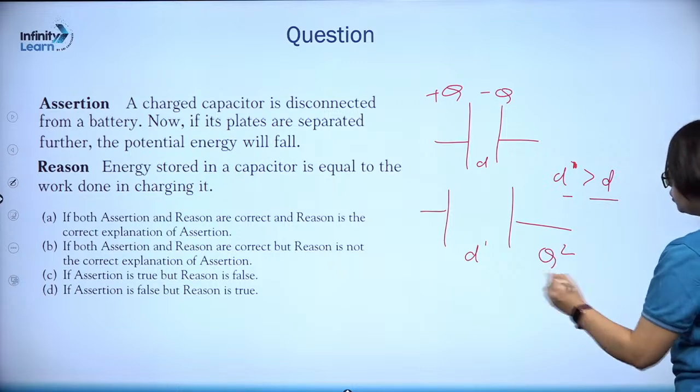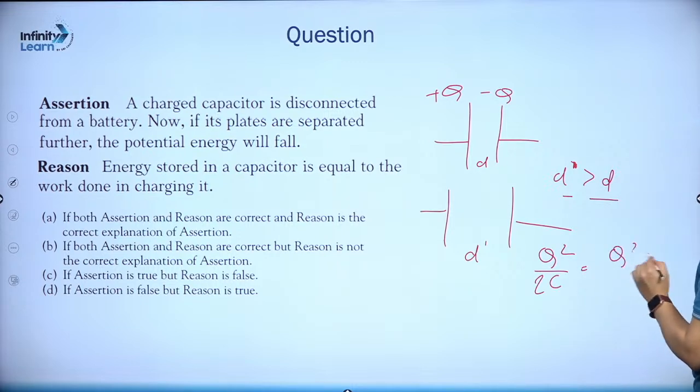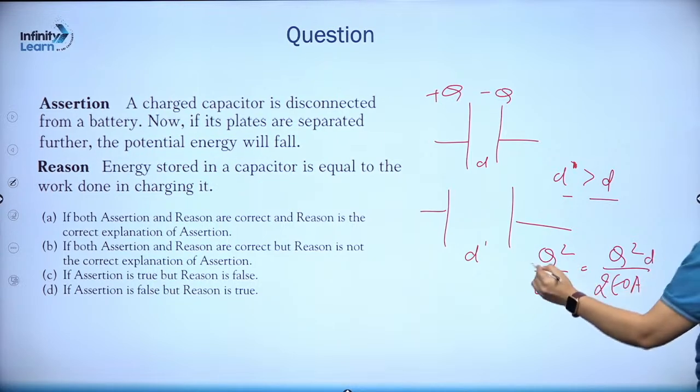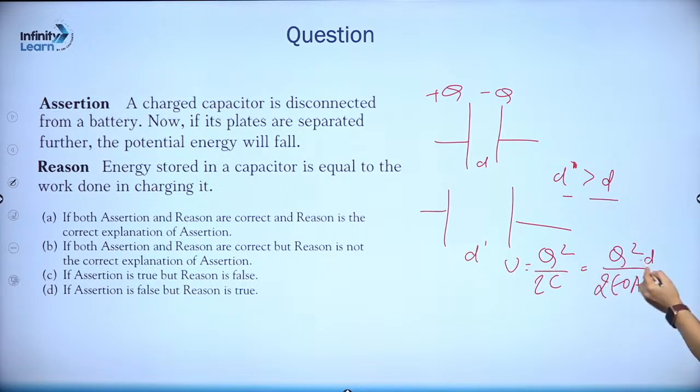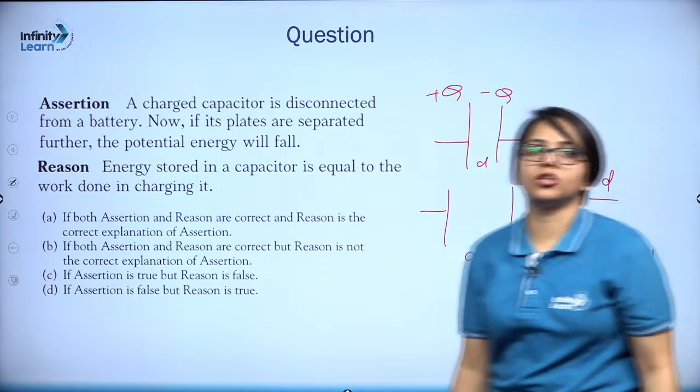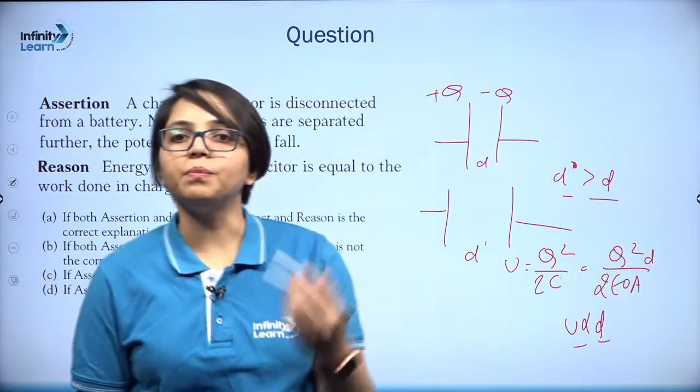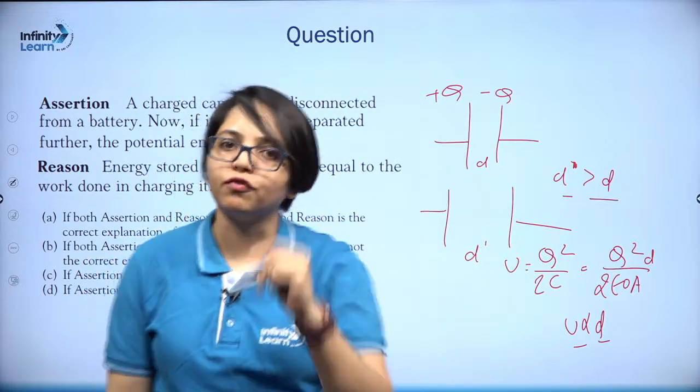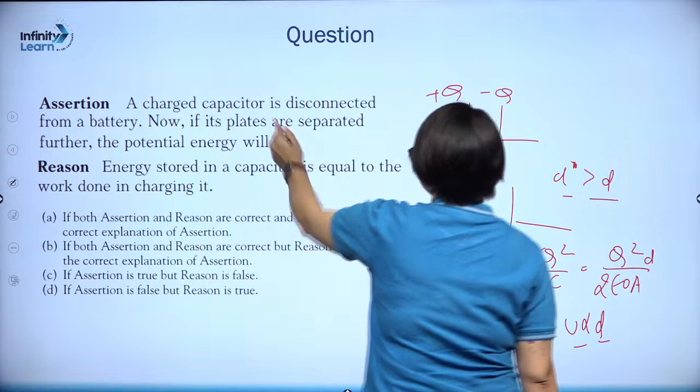Q square upon 2C. So it is Q square upon 2, C is epsilon naught A upon d. So potential energy over here is directly proportional to d. It is directly proportional to separation. If you are increasing the separation, potential energy will increase, not fall, right? So this is completely wrong.